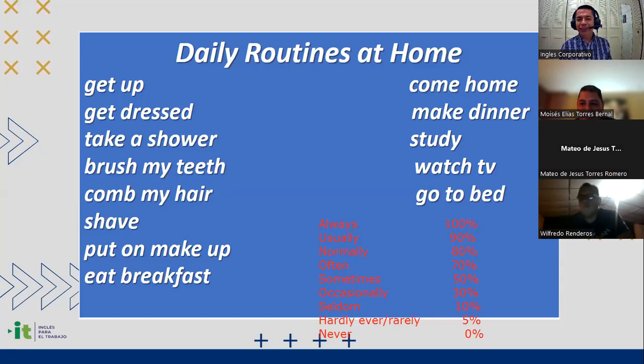Put on makeup, no, right? Okay, forget it. Eat breakfast, right? No, it's breakfast. I mean, this is a strange activity, right? Like, for example, Mateo said he never gets dressed, right? Then I say, what? I know, but don't worry, there are things one is a bit allergic to. Okay, eat breakfast.